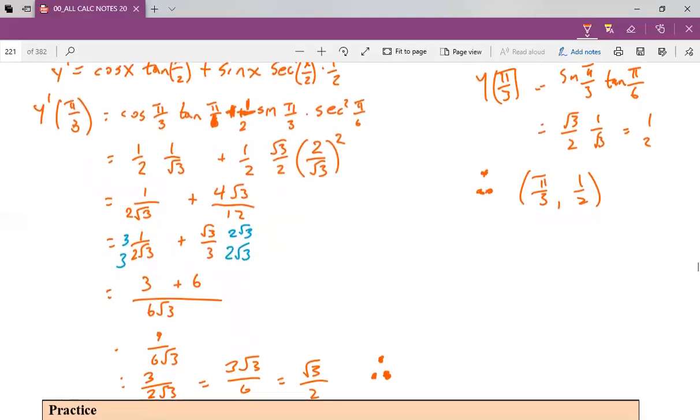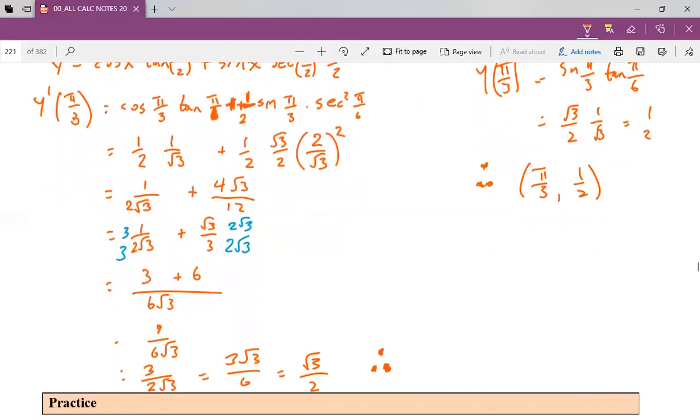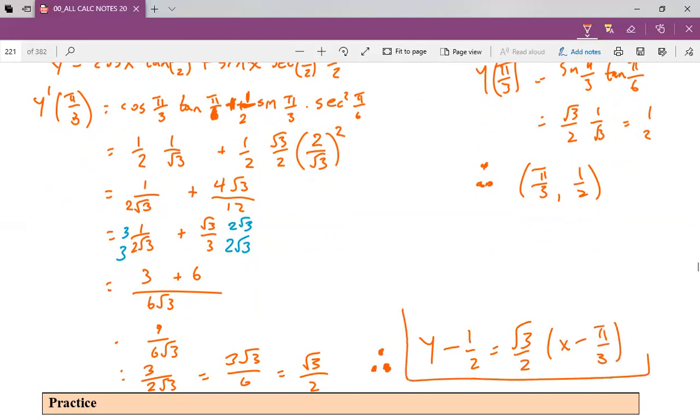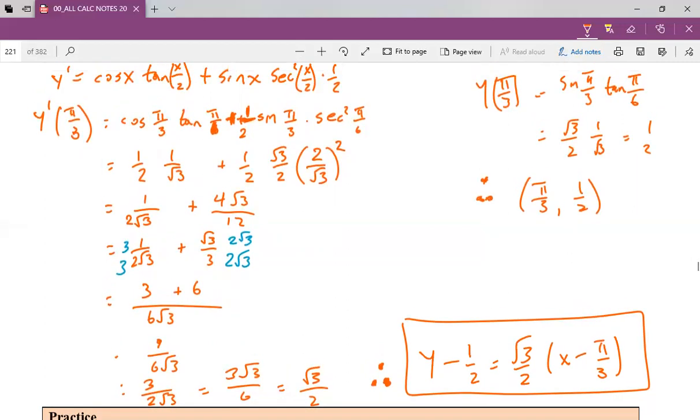And let's just finish this off. Therefore, in slope point form, we've got y minus 1/2 is equal to root 3 halves times x minus pi thirds. So lots going on in there, just lots of algebraic manipulation and numerical stuff. But this is pretty deep in interpreting trig derivatives and using chain rule to find what's going on here. So lots going on in this question.